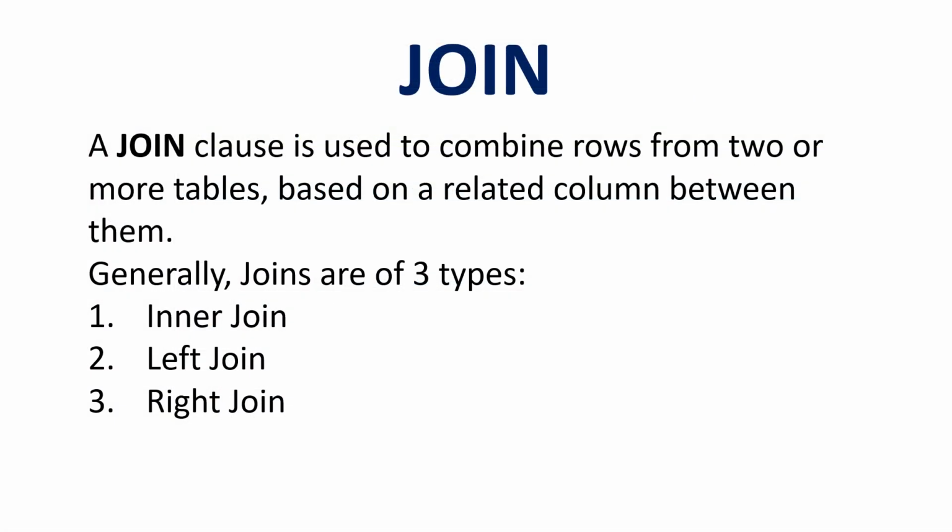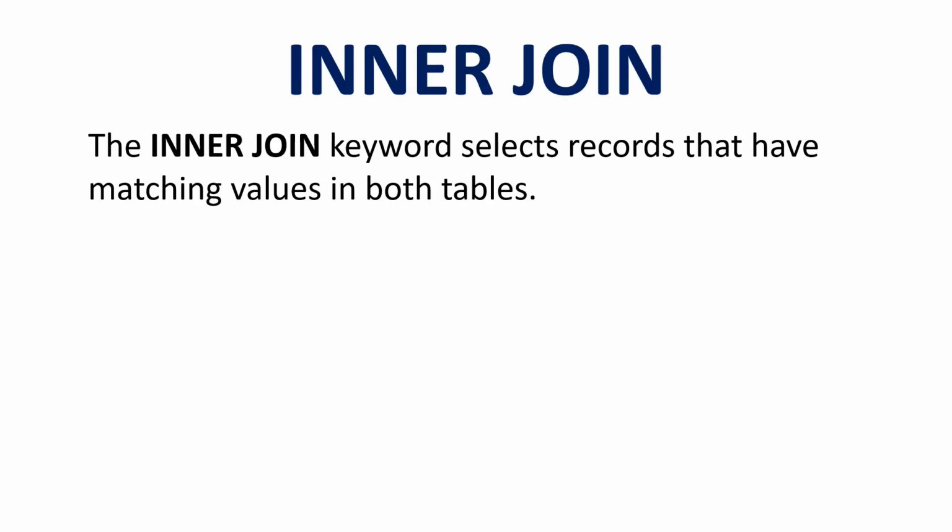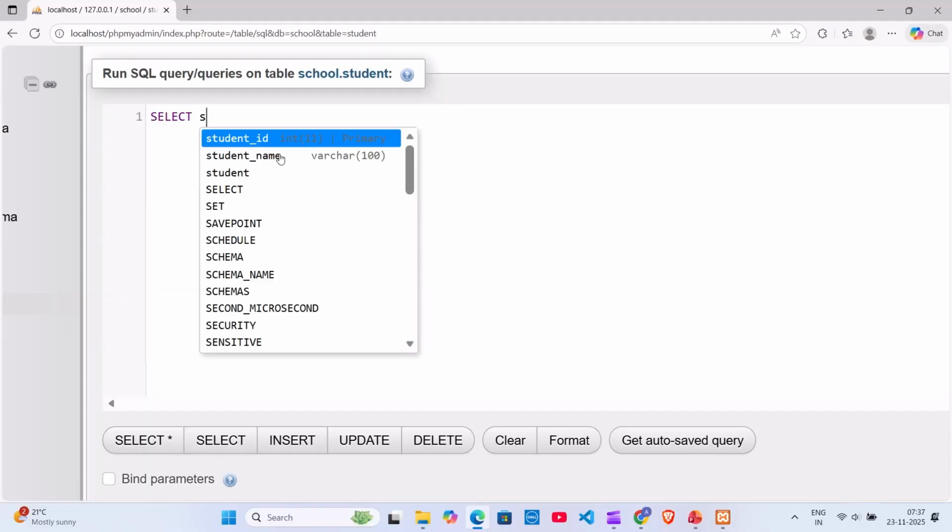A join clause is used to combine rows from two or more tables, based on a related column between them. Generally, joins are of three types: inner join, left join, right join. The inner join keyword selects records that have matching values in both tables. Let's learn it through execution.